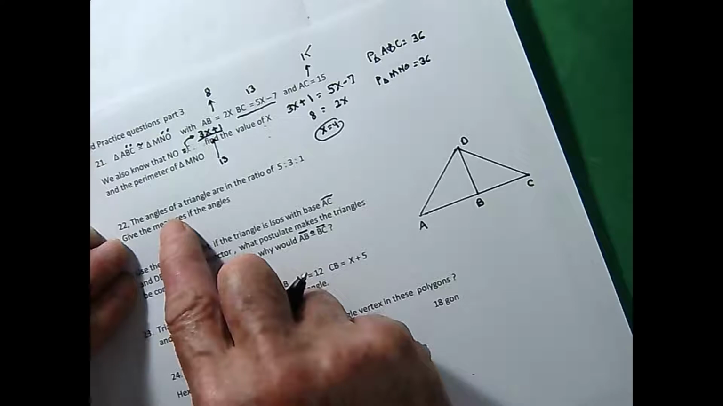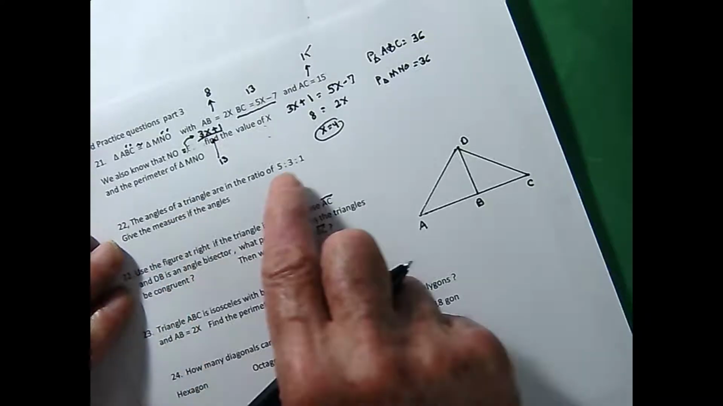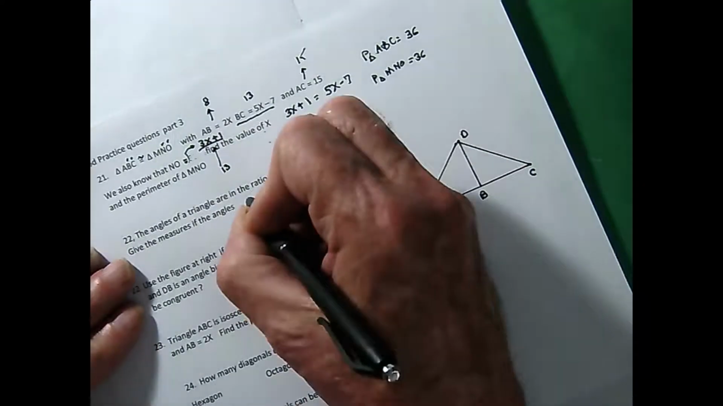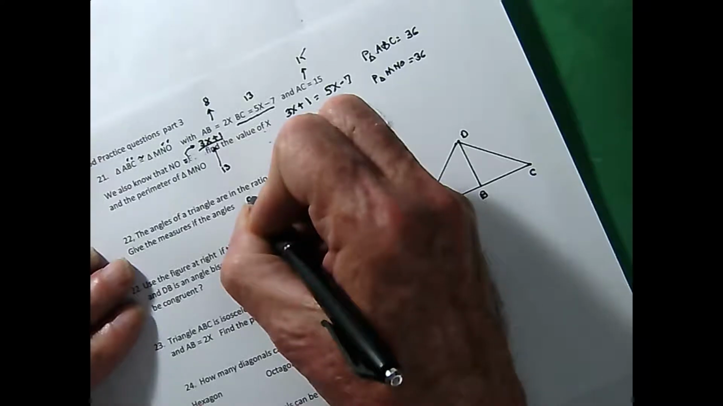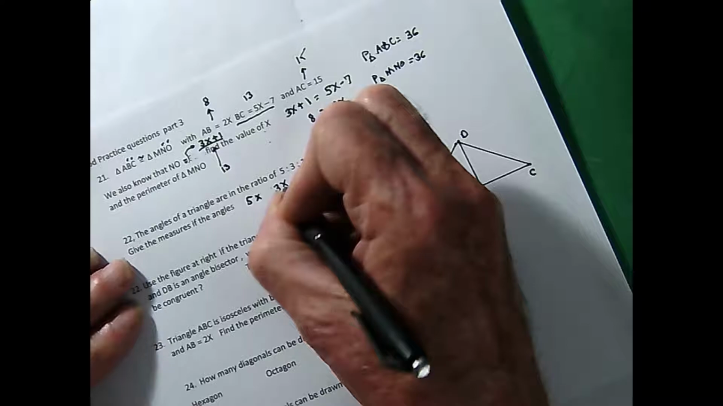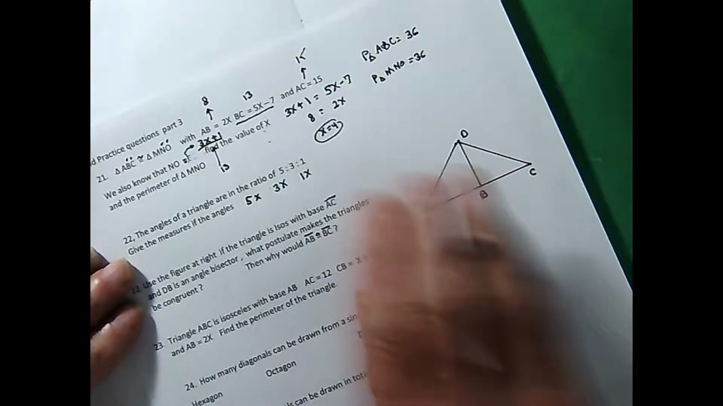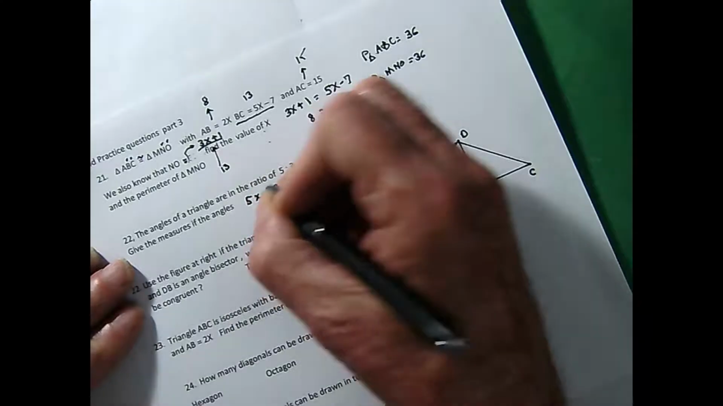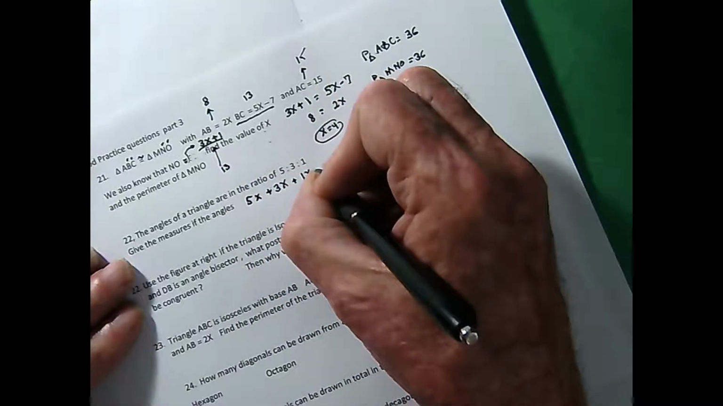The angles of a triangle are in a ratio of 5 to 3 to 1. Give the measures of those angles. You've had some practice with this. What I would like you to remember is if things are in a ratio of 5 to 3 to 1, we could call them 5x, 3x, and 1x. And for all the values of x, these things would be in the ratio of 5 to 3 to 1. But because they're the angles of a triangle, we know they add up to 180.